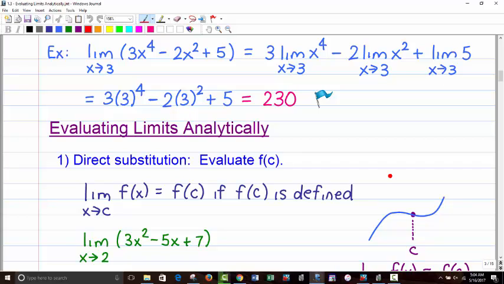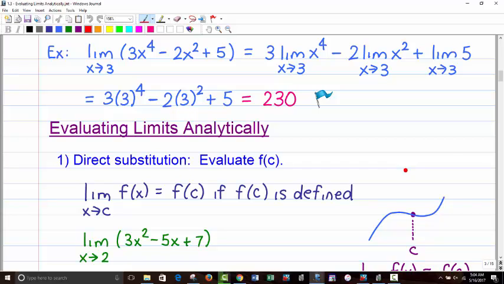Like I was intentionally, all those problems I was doing in the last section, they were designed not to work that way, so you can get a better appreciation for how limits are different than function values by definition, but they can't equal each other. So that's the first thing you do, is plug the number in. If you get an answer, then that's the answer.